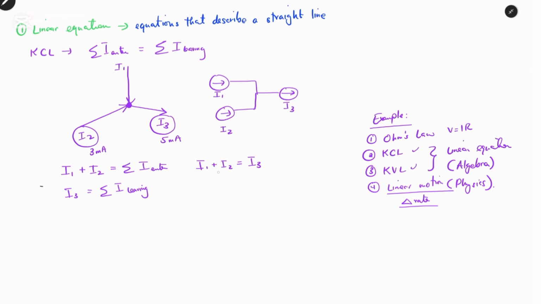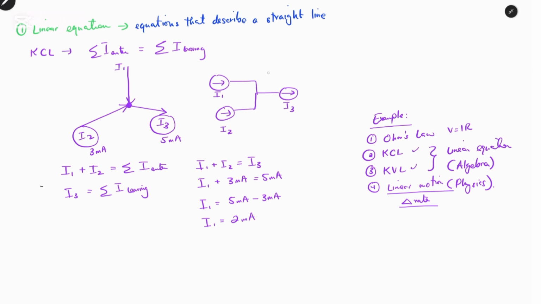When substituting these values, I1 is unknown plus 3 milliamps is equal to 5 milliamps. Now we can transpose by saying I1 is equal to 5 milliamps minus 3 milliamps, when we subtract 3 from both sides. Now we have I1 equal to 2 milliamps.